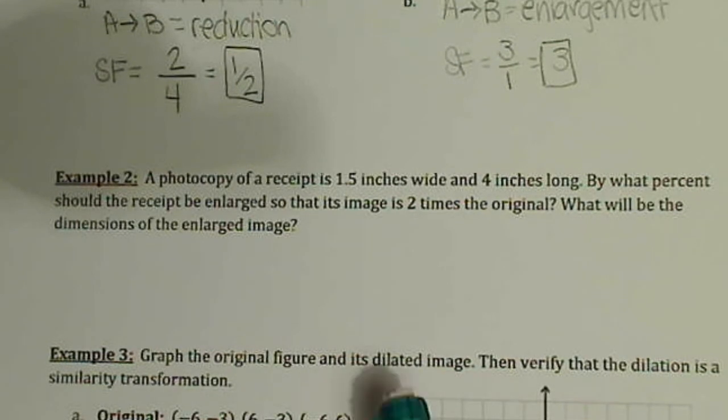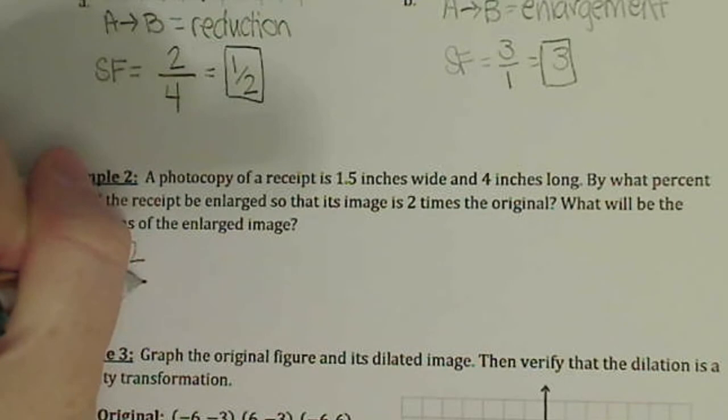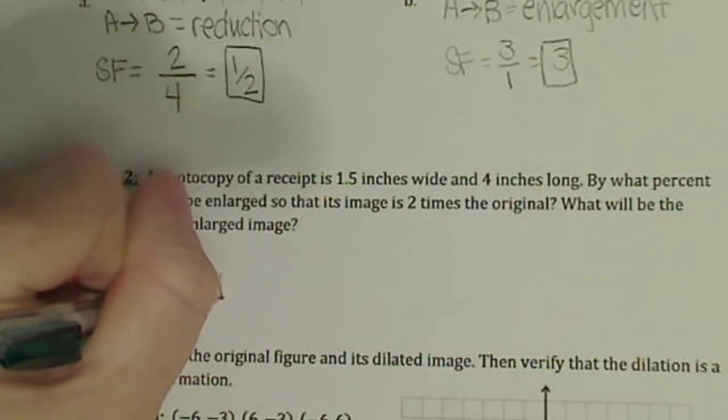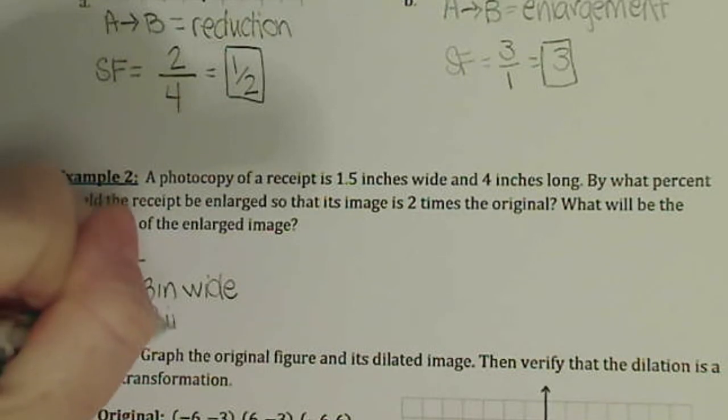So here we have a receipt that's 1.5 inches wide and 4 inches long. We want to enlarge it so that it is twice as big, okay? So if you think about that, the scale factor is 2. It's twice as big. So instead of it being 1.5 inches wide, it's going to be twice as wide. So now it's 3 inches wide. And it's also going to be twice as long. So instead of 4 inches long, it's going to be 8 inches long.